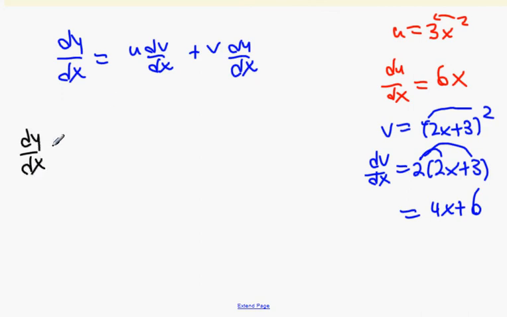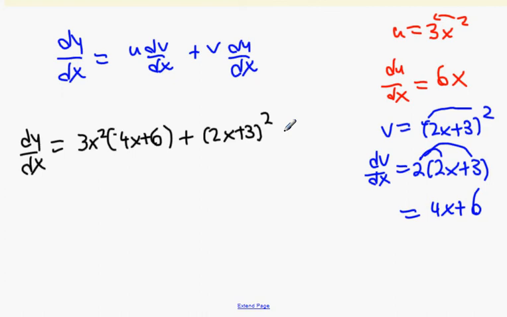Now to finish this off, all we got to do next is dy/dx ends up to be equal to u, which is 3x squared, times dv/dx, which is... oh, sorry, just give me a sec. I got it wrong. Sorry, guys. Yeah, sorry, dv/dx is 4x plus 6. I was wondering about that. It just seemed like you're going to get a cubic out of that, which seemed wrong. Plus (2x plus 3) squared times 6x, isn't it? Yeah.